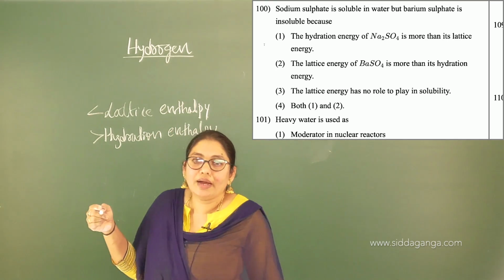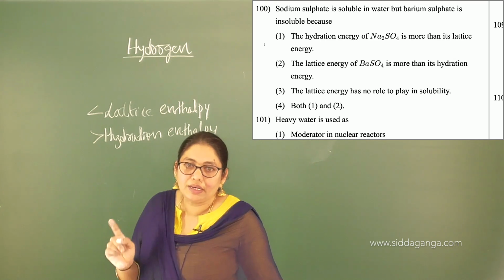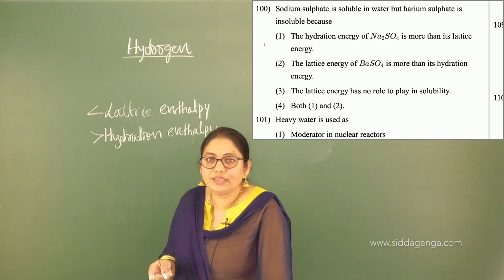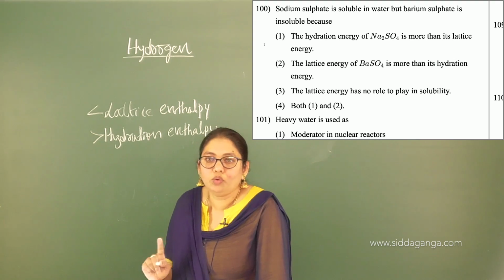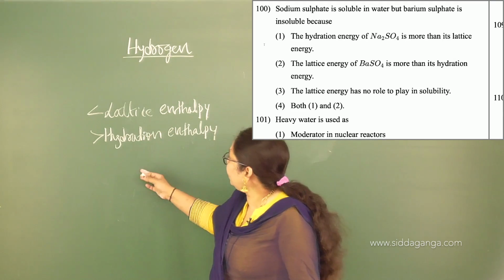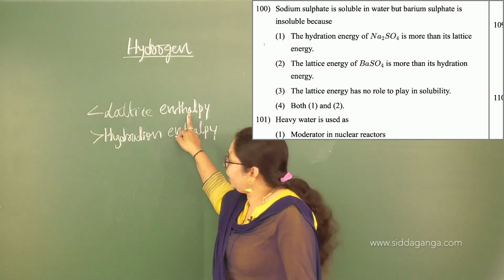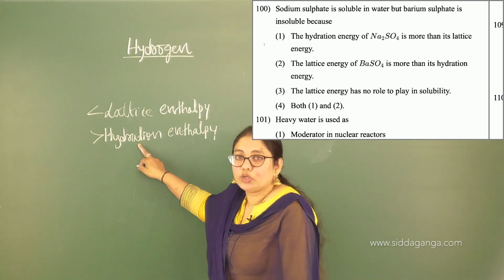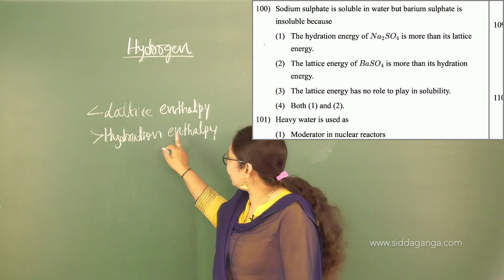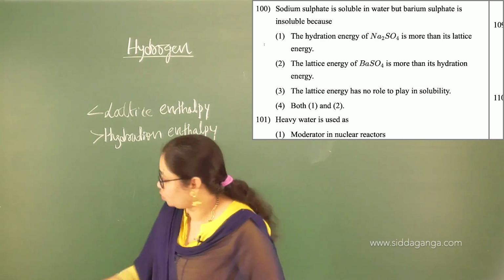Let us check the question. The hydration energy of sodium sulfate is more than its lattice enthalpy. That is correct. The lattice energy of barium sulfate is more than its hydration enthalpy. Yes. The lattice energy has no role to play. No, it is wrong. So the answer is both 1 and 2. Lattice enthalpy is inversely proportional to the solubility, and hydration enthalpy is directly proportional to the solubility. So the answer is the 4th one, both 1 and 2. Move on to the next one.